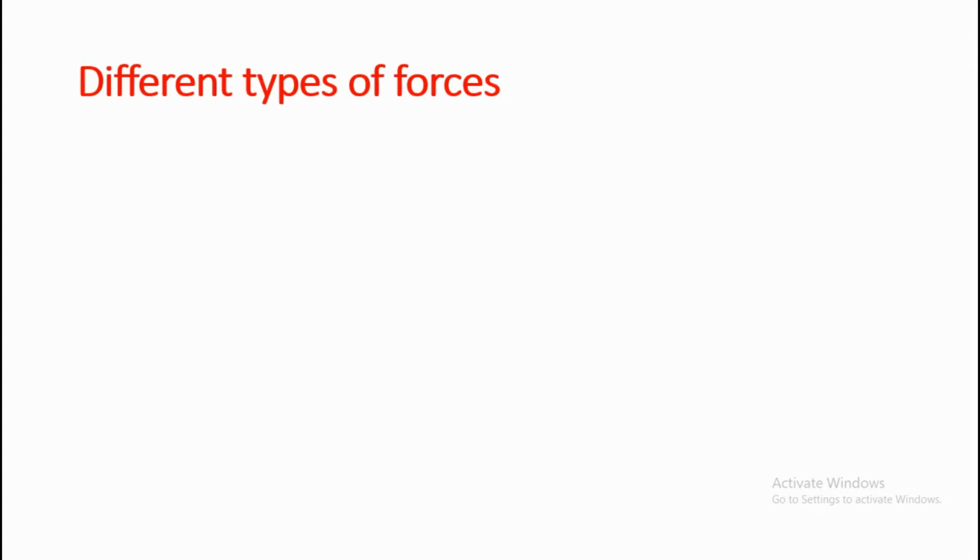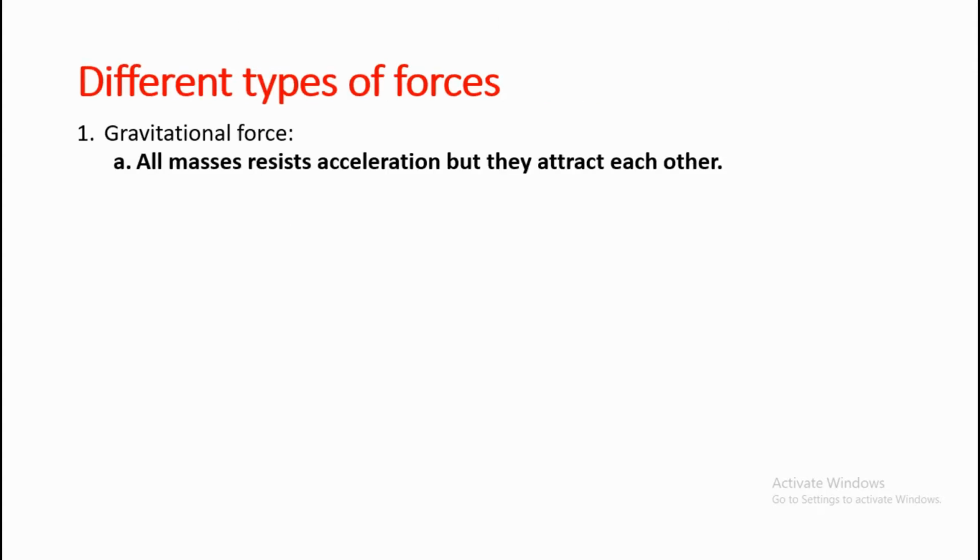Different forces are: gravitational force, that is the force which is exerted by one body on another, or one mass on another. For example, Earth is exerting force on the moon. Sun is exerting force on all the planets in its planetary system. These forces are called gravitational forces.